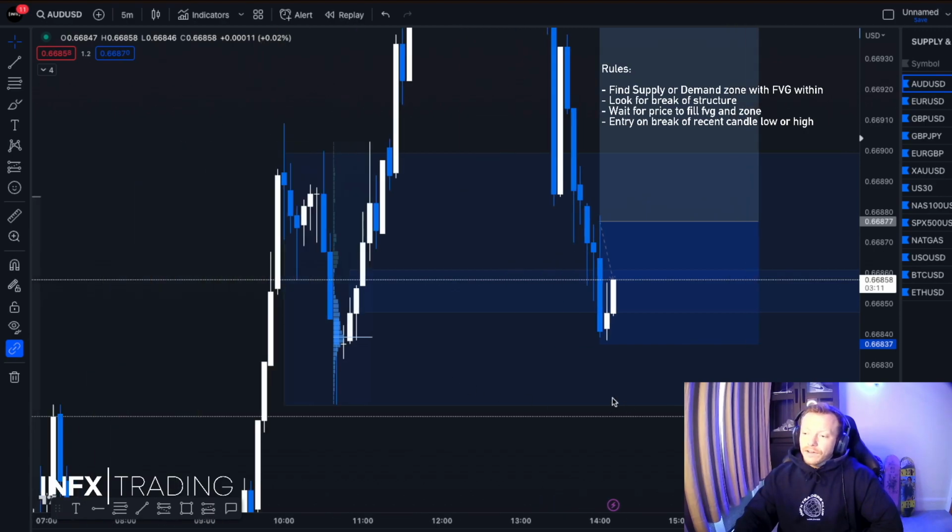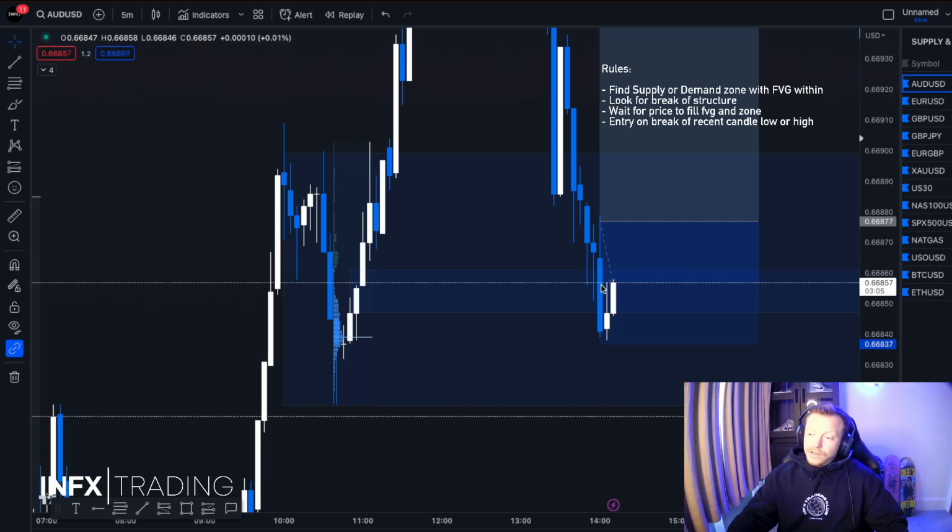Okay guys, so that 5-minute candle's held us up and we've broken this candle's high now, which is a good sign. It's not a certain sign, but it's a good sign that price could potentially now be reacting and pushing up because we've made a new high here.